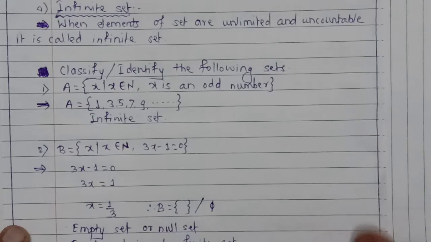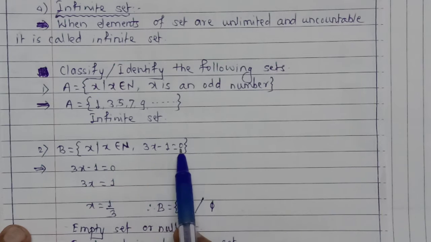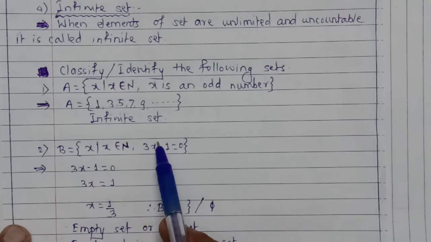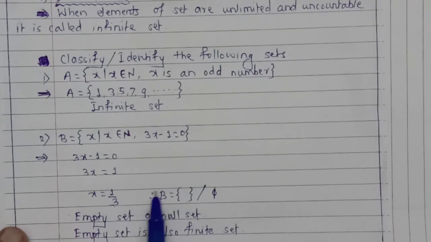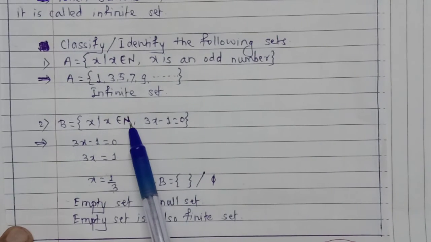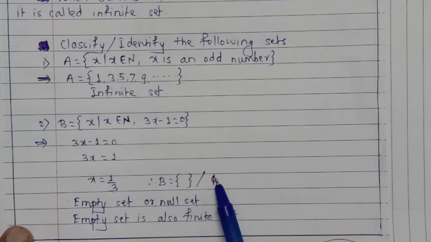Next set is B, where x is an element of B, x is a natural number and 3x minus 1 equals 0. So we have to find out for which value of x the equation becomes 0. So 3x minus 1 equals 0. 1 is transposed here, minus 1 becomes plus 1, 3x equals 1. 3 is multiplied, when we transpose, x equals 1 upon 3. But the condition is given that x is a natural number and this is not a natural number, meaning B is an empty set or null set, and an empty set is also a finite set.